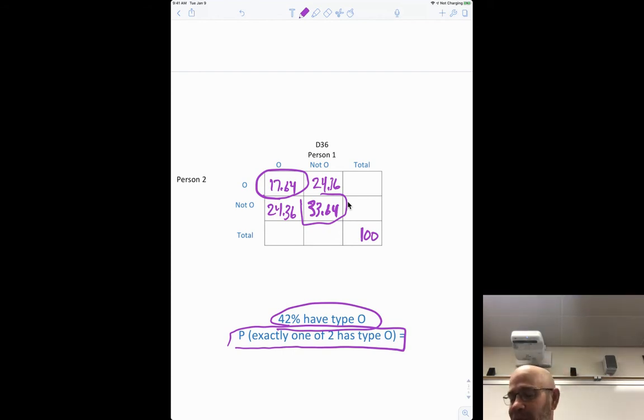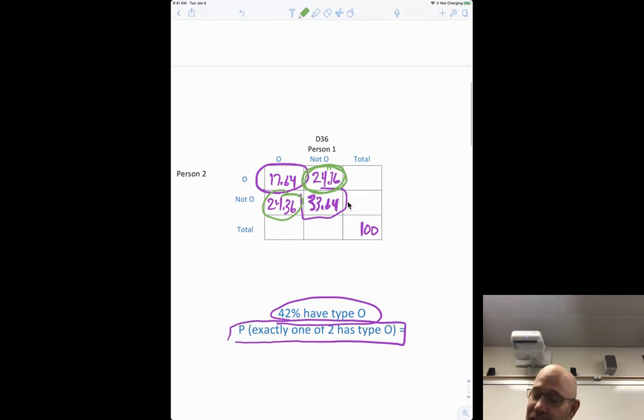And then I can fill in the totals, and then I can answer any question. The probability of exactly one of the two would be those two boxes, one has it and the other doesn't. So we can just add those two up, and you get 48.72.